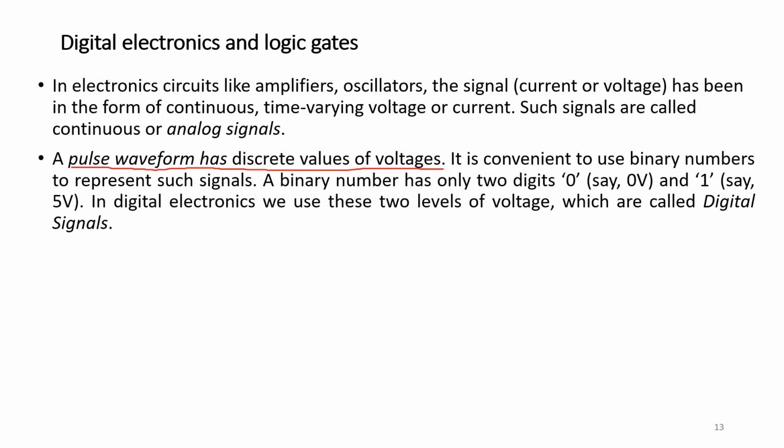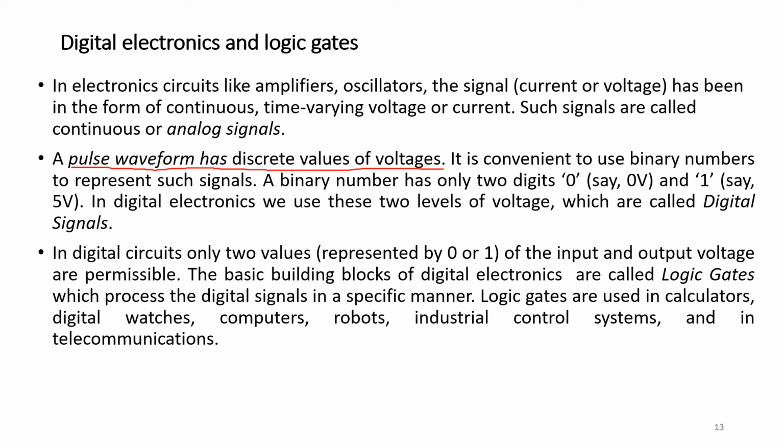In digital electronics, we use these two levels of voltages, which are called digital signals. A digital signal has two levels: 0 level, on, off, open, close, two states only. Other than that, there is no third state. In digital circuits, only two values, 0 or 1, of the input and output voltages are permissible. So these levels are applicable for both input as well as output.